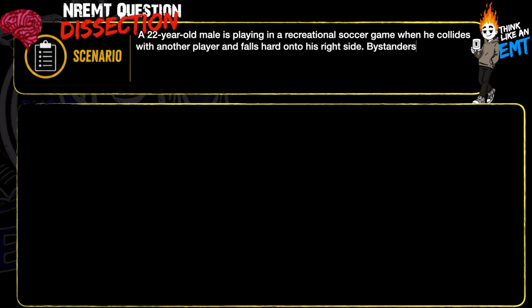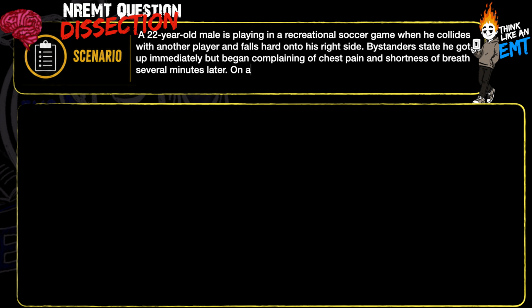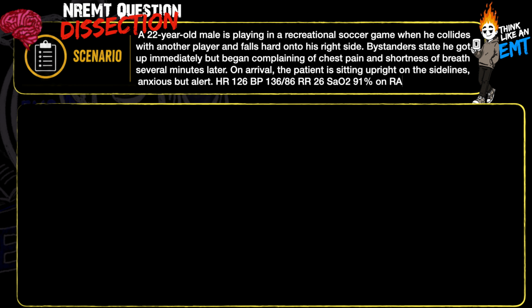Bystanders state he got up immediately, but began complaining of chest pain and shortness of breath several minutes later. On arrival, the patient's sitting upright on the sidelines, anxious but alert. Heart rate's 126, blood pressure's 136/86, respirations are 26, and the O2 sat is 91% on room air.